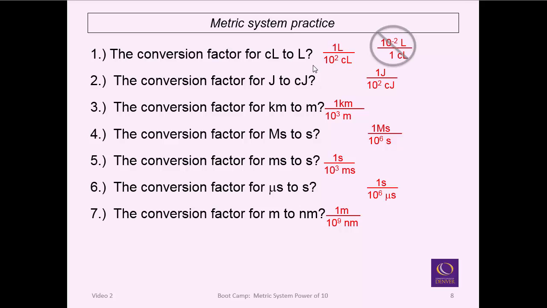Okay, number 2. There's 10 to the 2 centijoules in every joule. This is energy. Would it matter if I flip this over? Is it still true? There's 10 to the 2 centijoules per joule. That's true, and neither one of these is more correct.